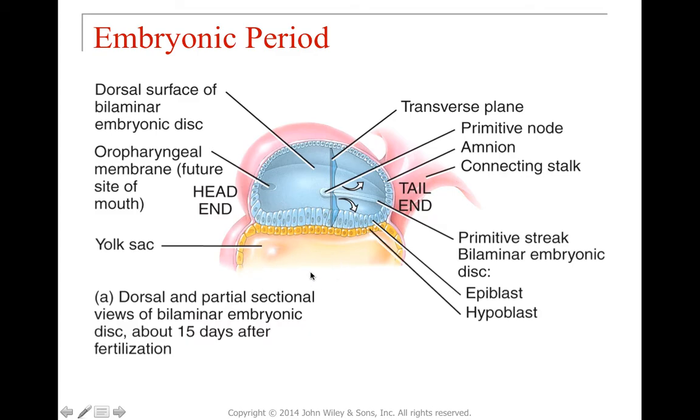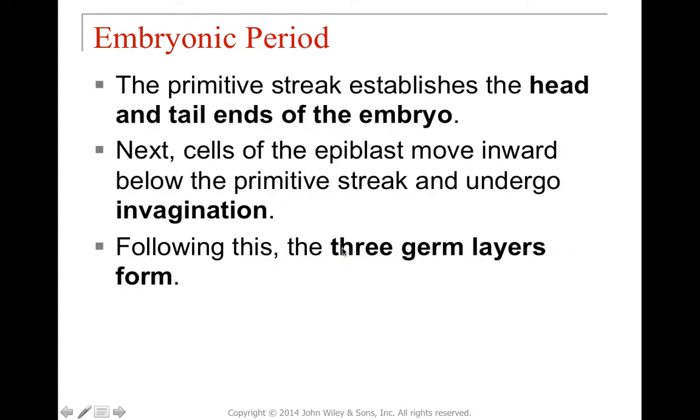So basically we have the yolk sac and the amnion separated by this bilaminar embryonic disc that is comprised of the epiblast on the amnion region and the hypoblast on the yolk sac region. And what we've done now is we've established orientation. So we've established the head and the tail sections of the developing embryo.